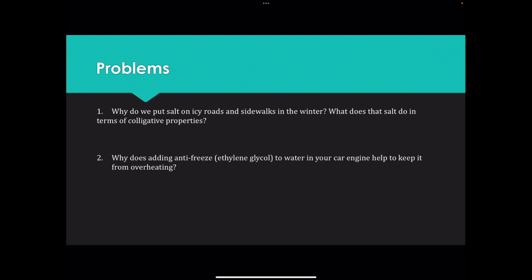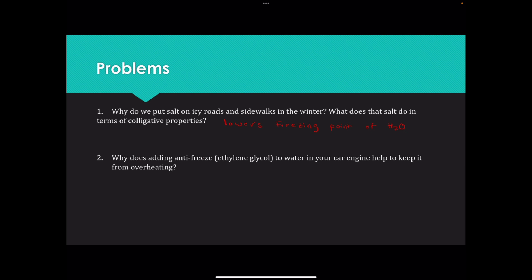That solution has a lower freezing point. So the salt lowers the freezing point of water. We can add that salt onto sidewalks that are already icy because it will cause the ice to melt, because once that solution forms, it has a lower freezing point, so the temperature has to drop further to get that ice to reform. And it's a lot harder to reform that ice with the presence of the salt.